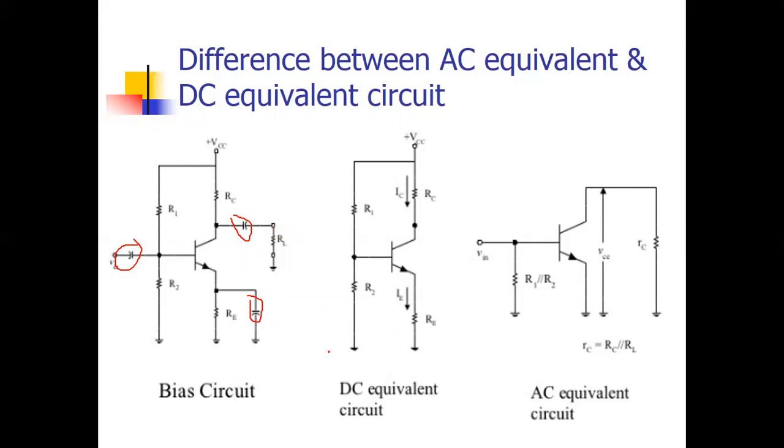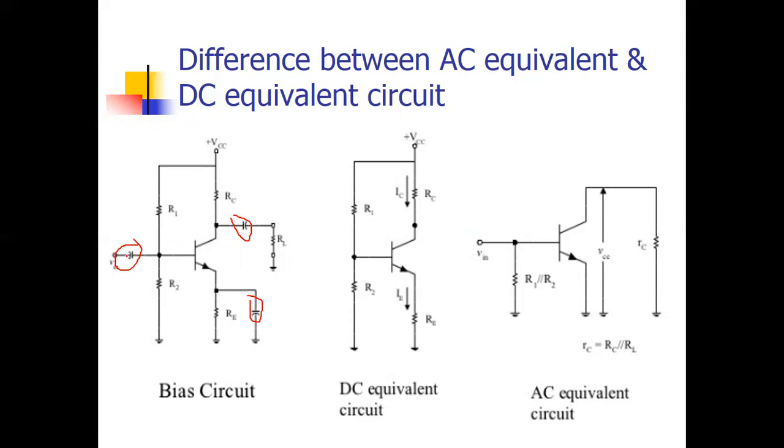This is your DC equivalent circuit, and in this DC equivalent circuit, after doing the analysis, you will find the Q point, that is ICQ and VCEQ. Okay. If you want more detail about this, please watch my previous lectures. Now next, the AC equivalent circuit.